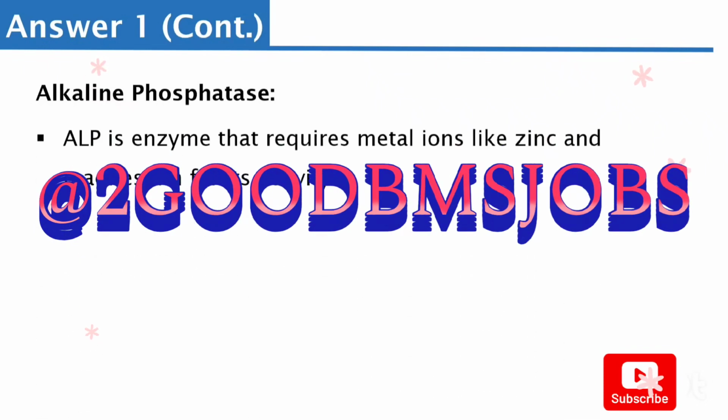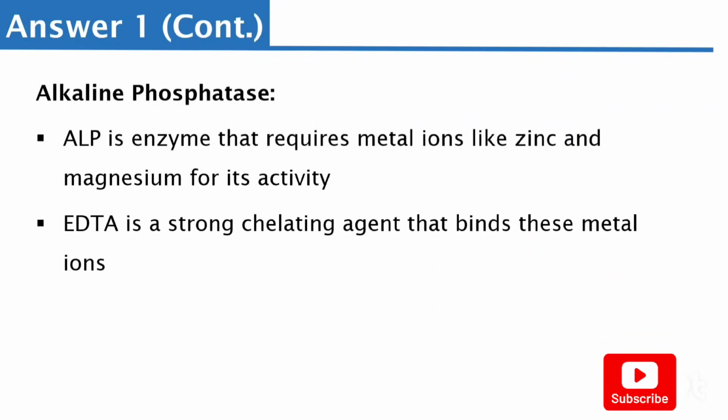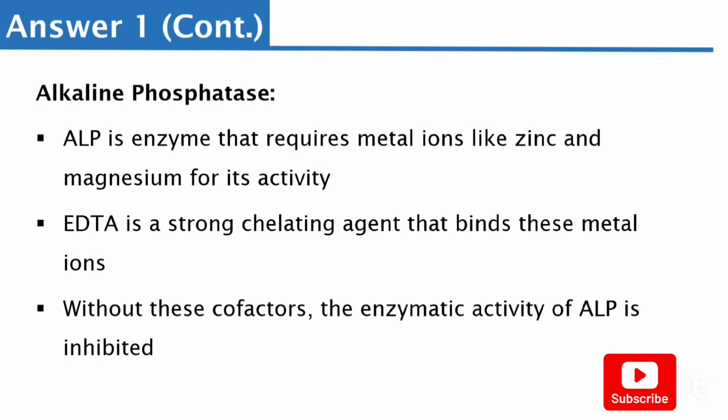So anyway, let me explain the point. Why should the potassium EDTA or chelation affect it? This is because ALP is an enzyme that requires metal ions like zinc and magnesium for its activities. Now look at what EDTA does. EDTA is a strong chelating agent that binds these metal ions, and once they are bound, without these cofactors the enzyme activity of the ALP is going to be inhibited. That is the relationship between this EDTA contamination and the ALP being low, or if it was supposed to be high, it becomes normal. I hope that makes sense.